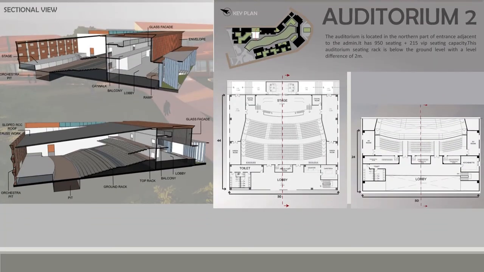The auditorium is located in the northern part of the entrance adjacent to the admin, which has 950 seating and 215 for VIP. This auditorium seating rank is also below the ground level with a difference of 2 meters.